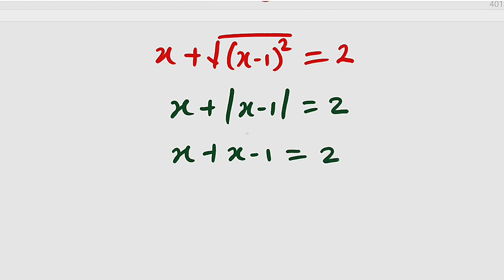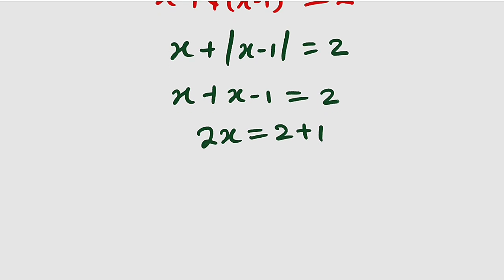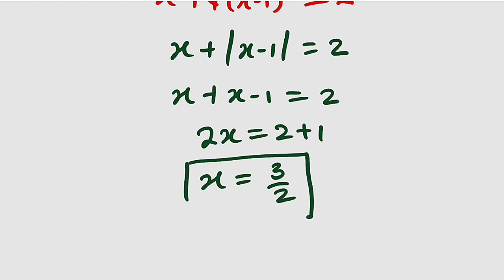We have 2 x's here, minus 1, and you can take minus 1 to the other side. You have 2x equal to 2 plus 1. 2 plus 1 is 3. You divide both sides by 2. You have x equal to 3 divided by 2. This is one of the solutions.